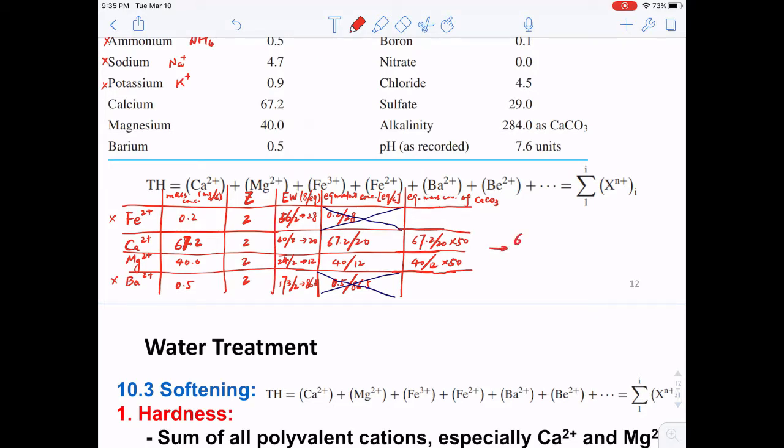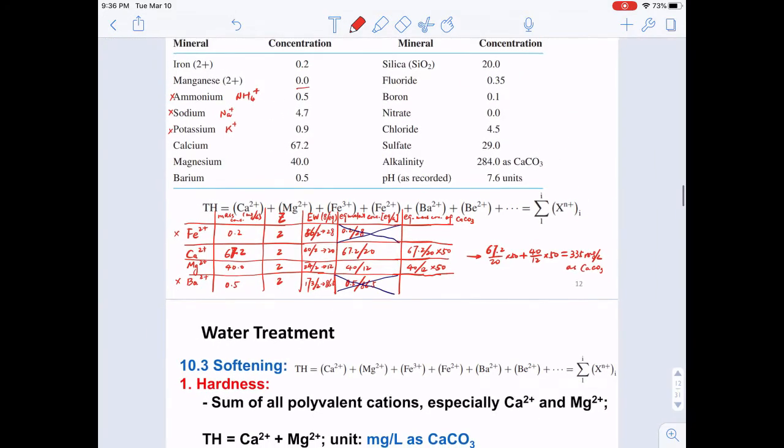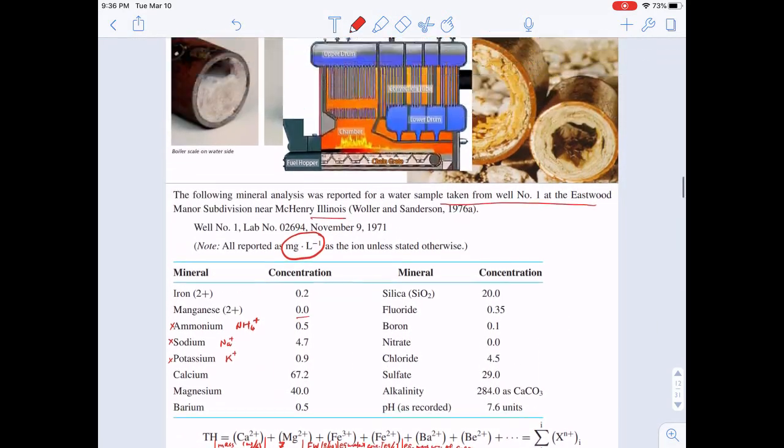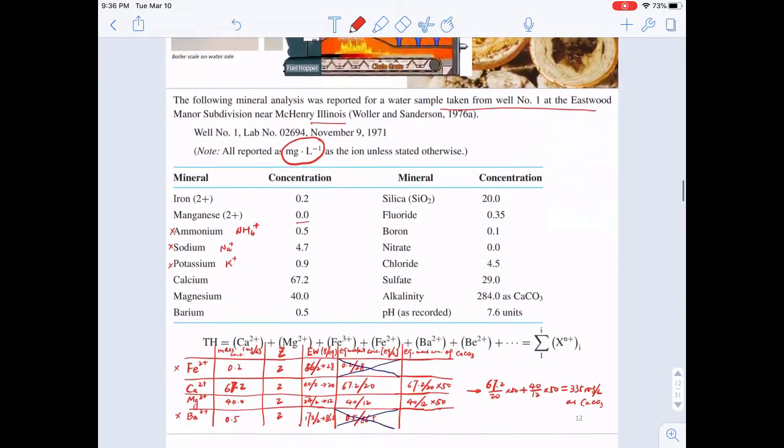And then, basically, we can add all of these together. This is basically 67.2 divided by 20 multiplied by 50 plus 40 divided by 12 multiplied by 50. And this is going to give us the value of 335 milligram per liter as what? As calcium carbonate. Okay, so this is how we can calculate the total hardness of the water.